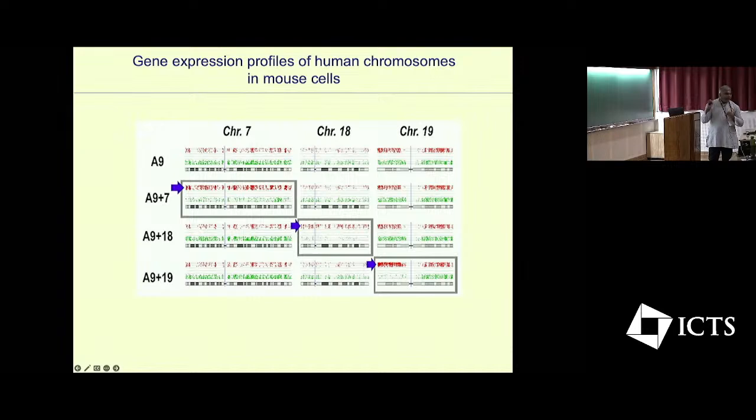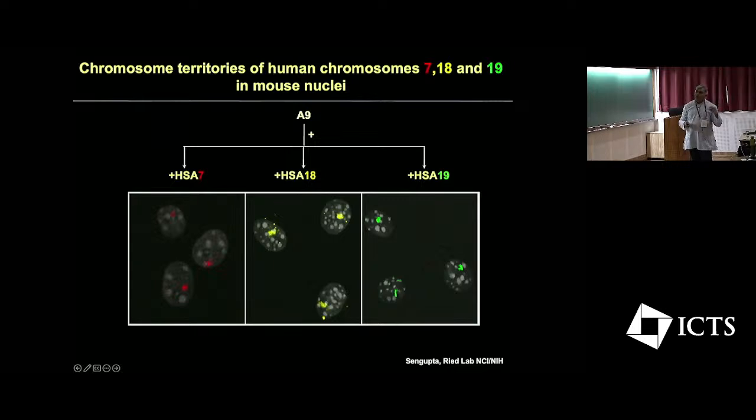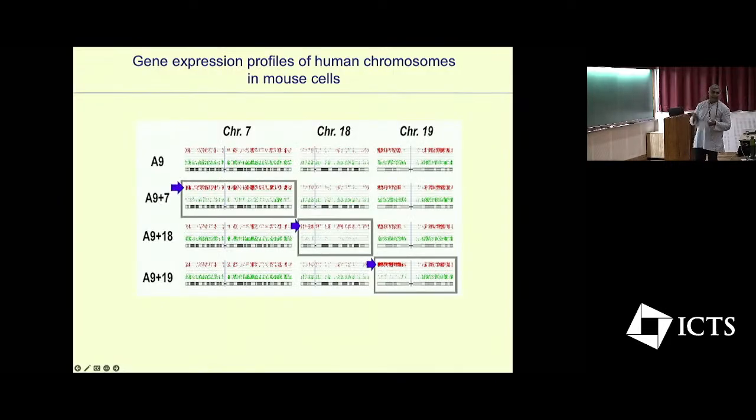At that time, this was a while back, we didn't have RNA-seq, we had regular microarrays. We wanted to identify whether the human chromosome was actually transcriptionally active in the mouse genome. So we extracted the RNA, converted it to cDNA, and then put it onto a human gene expression array. And this is the result from that analysis.